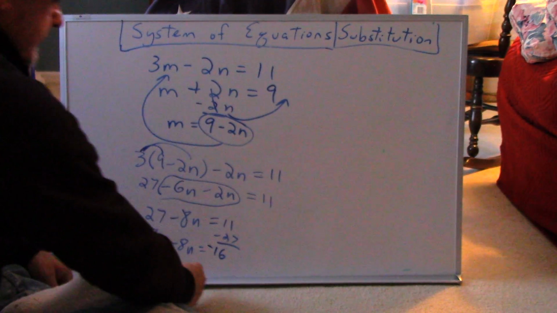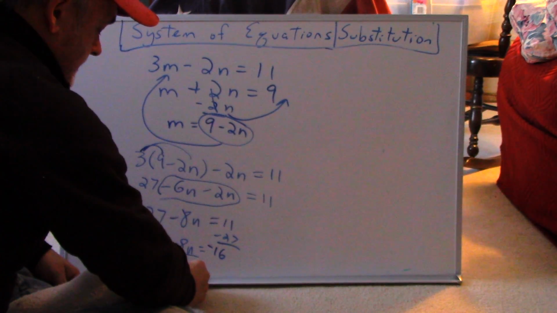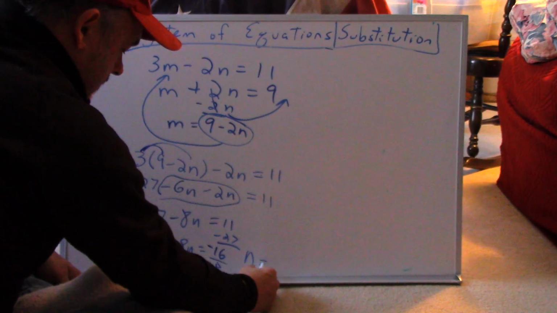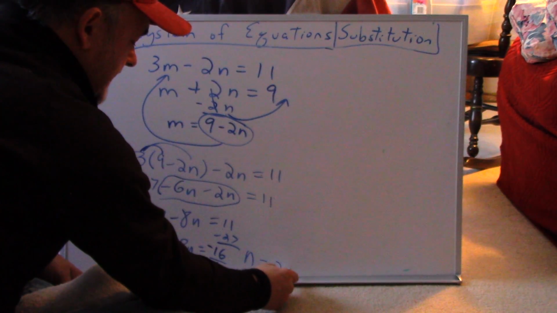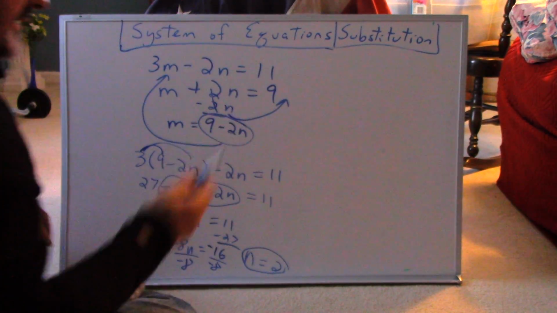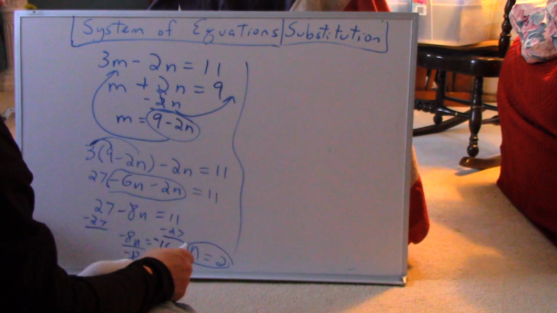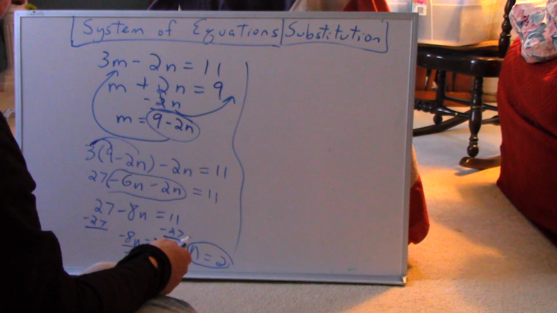Hope you can see. And then I divide by negative 8. Negative 8. N equals 2. Because a negative into a negative is a positive. I'm going to do a video on all that: the rules of integers for the younger kids, and even for the older ones who have forgotten.